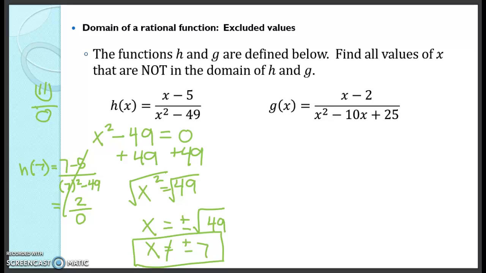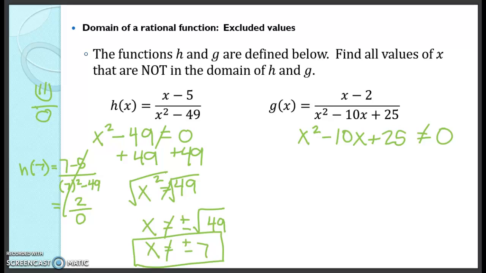What about for this one? Same thing. We're going to say, well, that bottom can't equal 0. So now we could do this a few different ways. We could just initially say, okay, this is not going to equal 0. We do not want it to equal 0. And then we can continue. How do we solve from here?